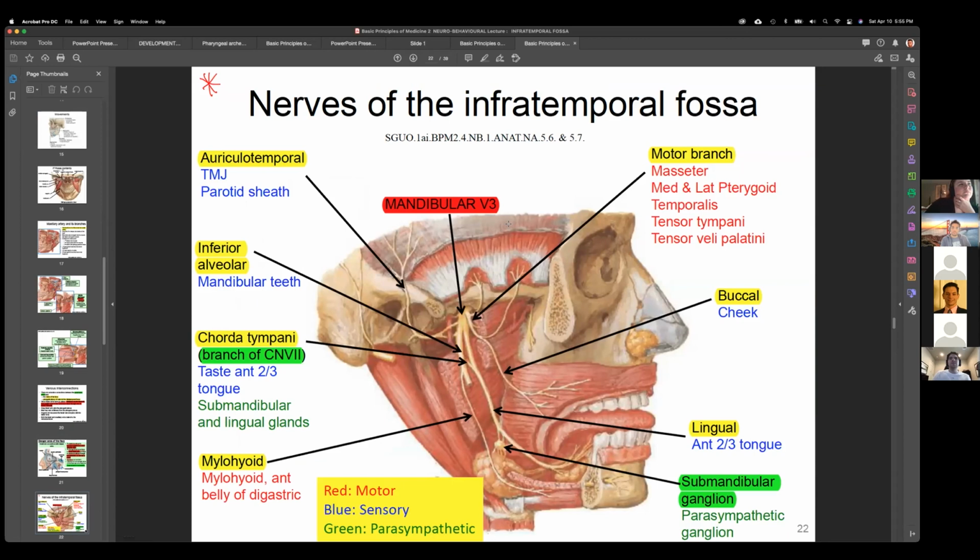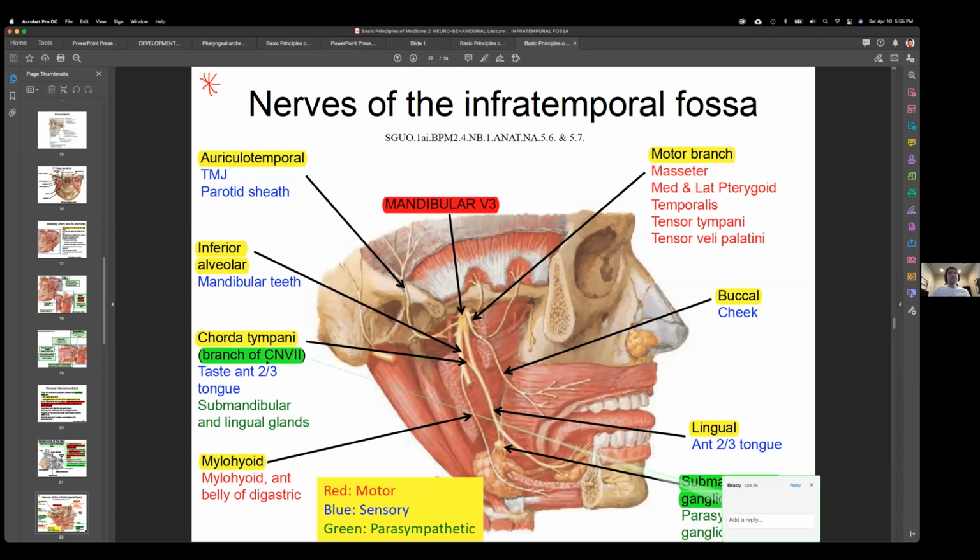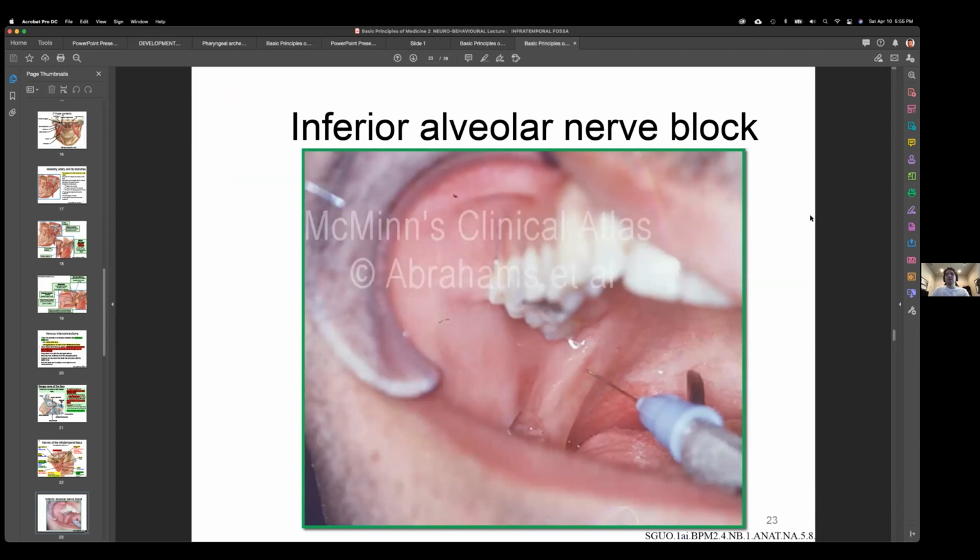And then the branches of the mandibular, remember, do muscles of mastication. Chorda tympani comes off of 7, remember, whereas the sensation will come off of V3. And there you go, that's what the dentist does, right? Numbs half your mouth.